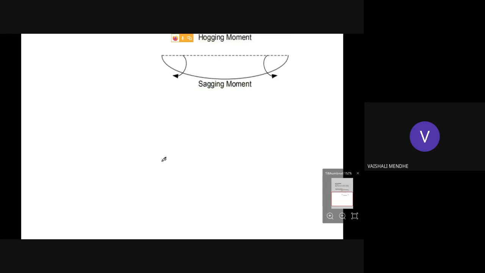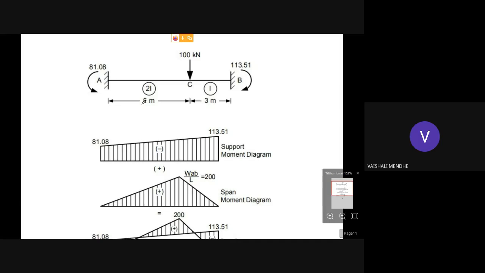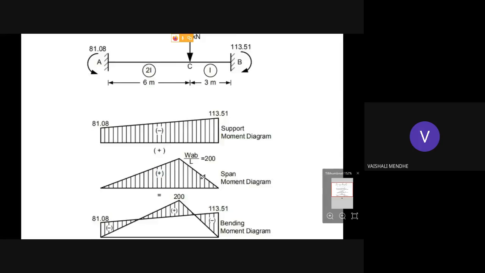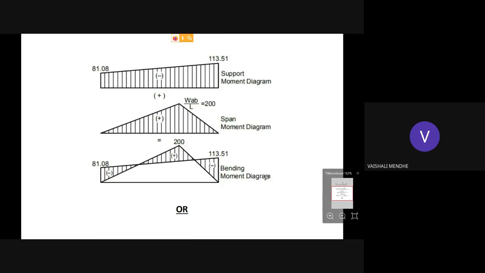Then this is, you can see, a bending moment diagram. This is the end moment we got, and this is the first problem of point load I have taken. So this is the shear force diagram. This is the support moment diagram. This is the span moment diagram. The end moment is minus, so this is your support moment diagram. This is the span moment, the free bending moment diagram we can say, which is equal to WAB by L, and then superimpose. So this is also one way of plotting the bending moment diagram.